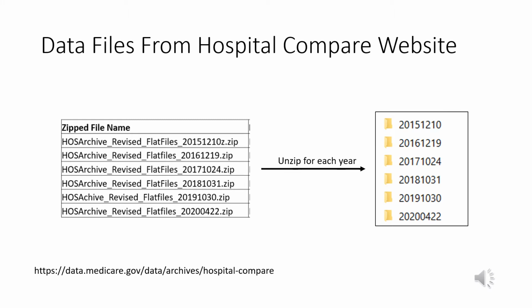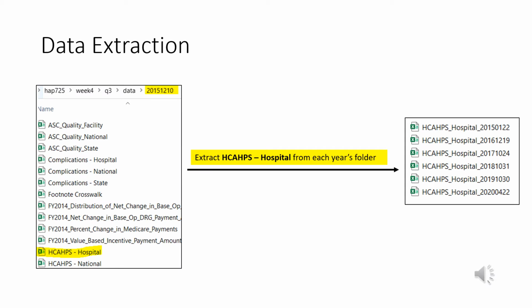This slide shows the zipped files that were downloaded from the Hospital Compare website. And after each download, the files were unzipped and saved in the corresponding folder. Within each resulting folder, you need to look for the HCAHPS Hospital file. And in this slide, we're showing you the year 2015, 12, 10, and the resulting HCAHPS Hospital that is highlighted on the left. And we go through this process for the remaining years from each folder and extract those files and name them accordingly.